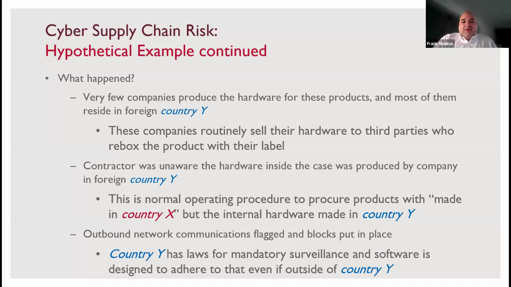And then the last piece is the outbound network communications that get flagged, and a block gets put in place. The challenge here, and the reason the company did not want components from country Y, is that country Y's laws mandate surveillance, and part of the software build is to adhere to that surveillance and beacon back to country Y. That is why you noticed network activity going outbound to country Y, which led to the discovery that the internal hardware was being procured from country Y. Next slide, please.